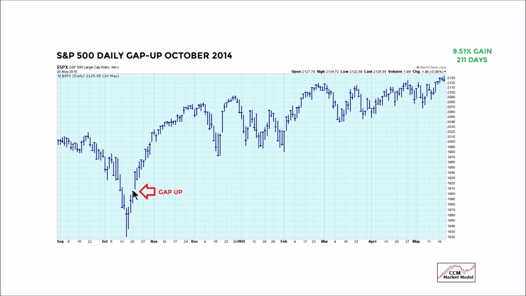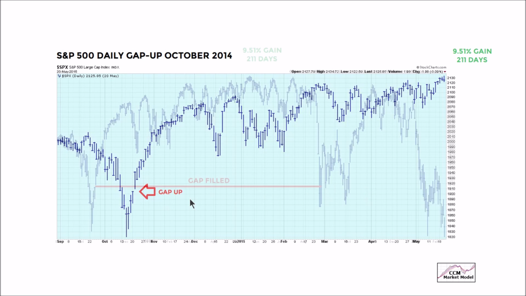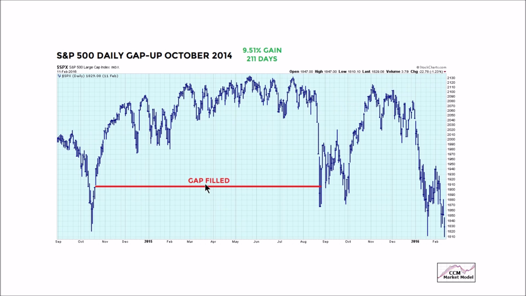Having an unfilled gap tells us there's a higher probability of a reversal, which is exactly what happened in this case. The gap was indeed filled, but it wasn't filled for roughly 10 months. So the fact that the gap was filled on Friday is good news, because now we don't have to look over our shoulder, and now the odds are higher that we could get a sustainable rally and never come back and revisit that gap.